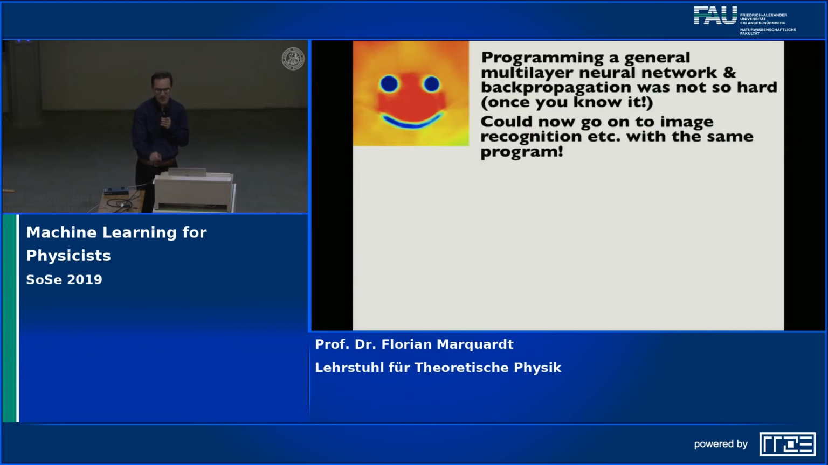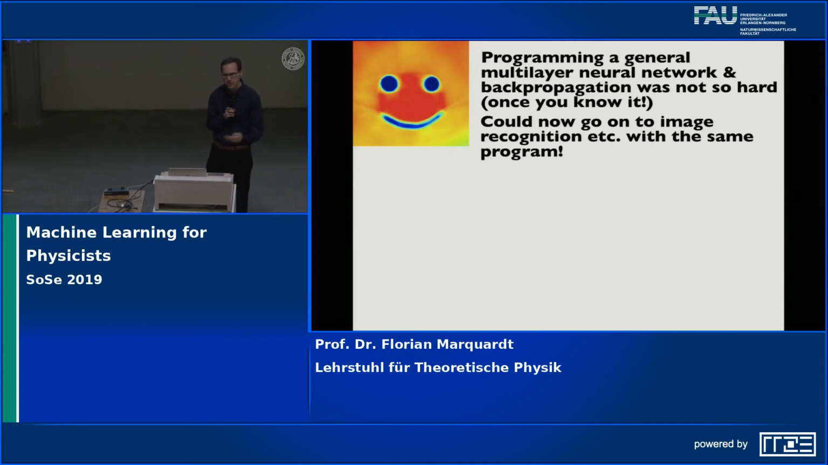Okay. But the summary of all of this is still optimistic. Namely, programming such a neural network is actually not that hard. Compared to other programs, these 30 lines of code, once you know the algorithm, that's not so much. And now you could really use this 30 lines program to do all kinds of things. You could invent your own problems. You could, for example, go to image recognition.